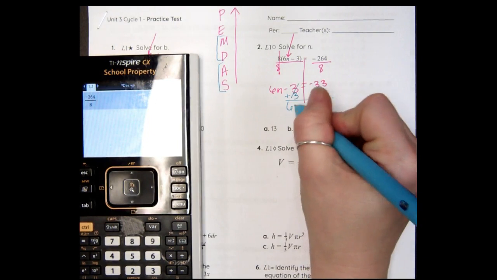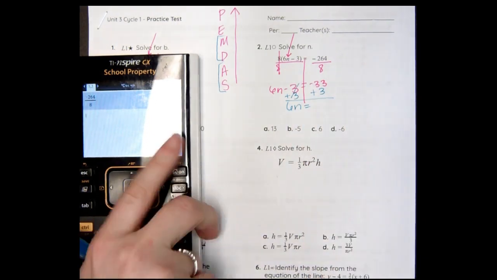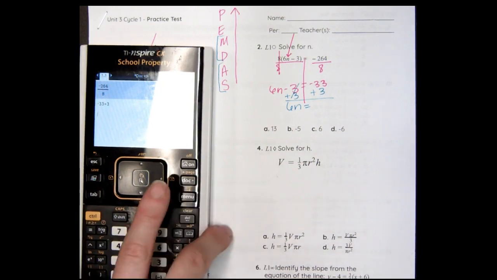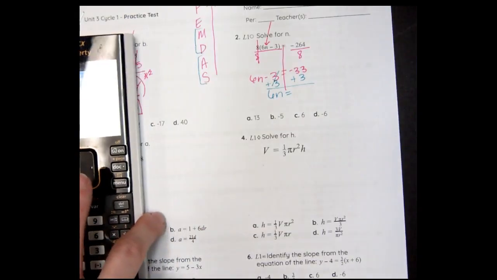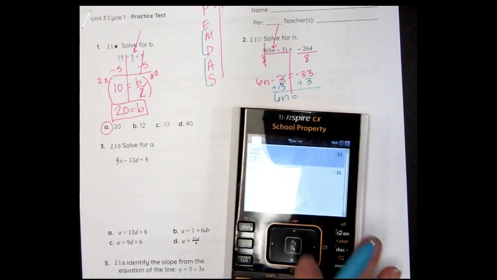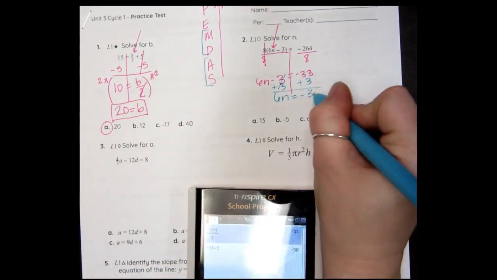I have 6n equals. Now, negative 33 plus 3 is, terrible glare is what that is, negative 30. I'm going to go turn that light off here in just a second.